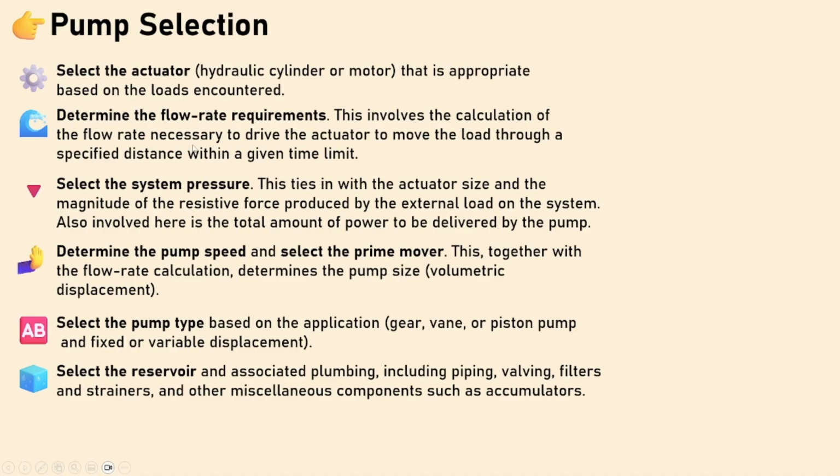Finally, once we know the flow rate requirements, the pressure requirements, the size of the pump, and the type of pump we need, we can select a reservoir as well as the other types of miscellaneous materials such as plumbing, piping, valves, filters, strainers, and other types of miscellaneous components.